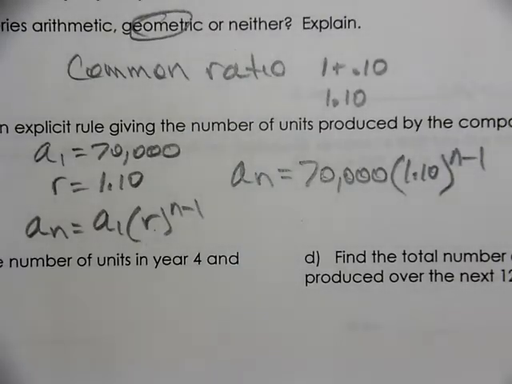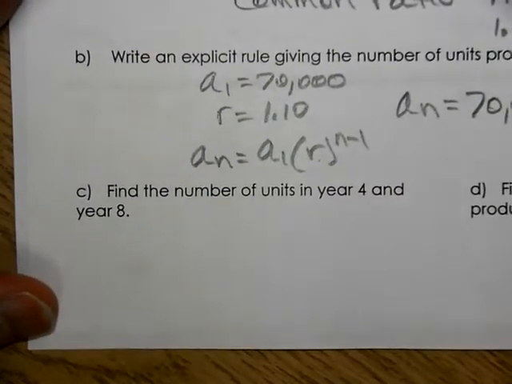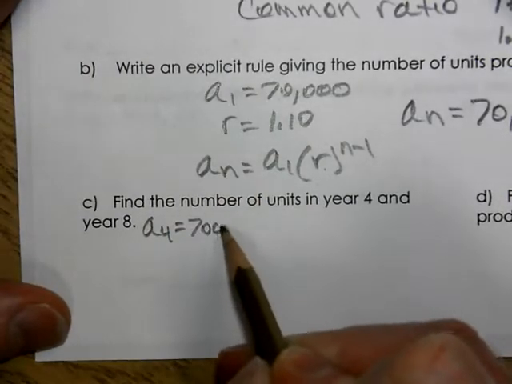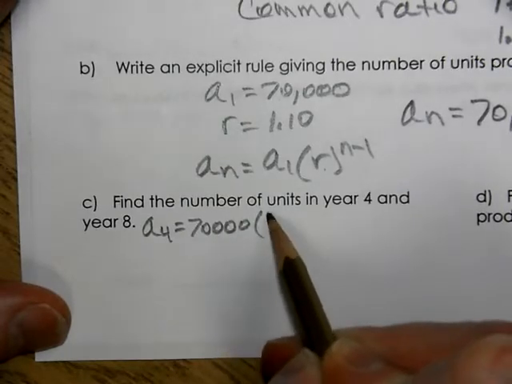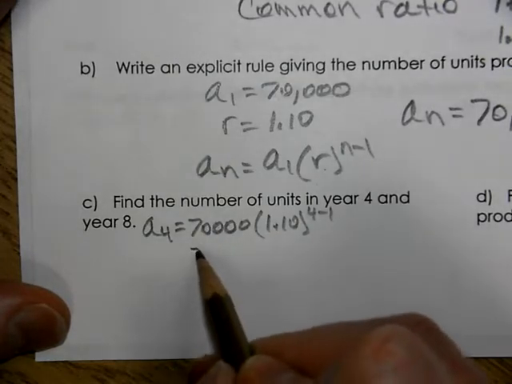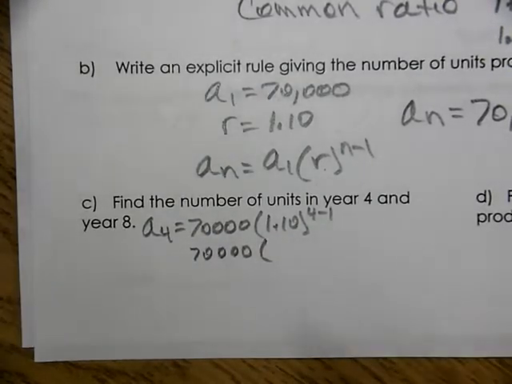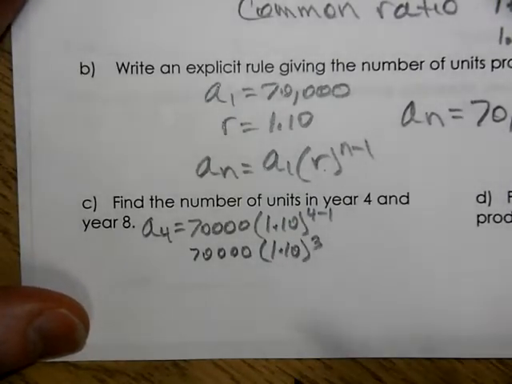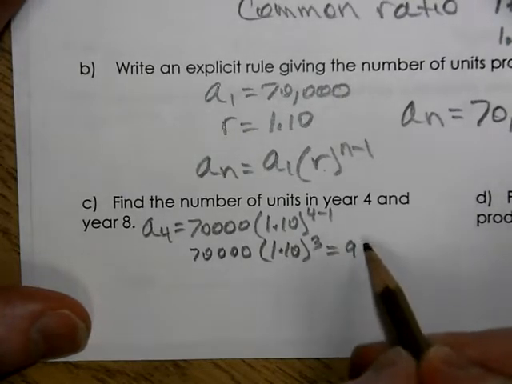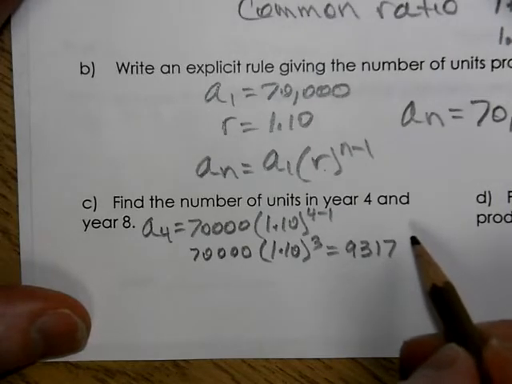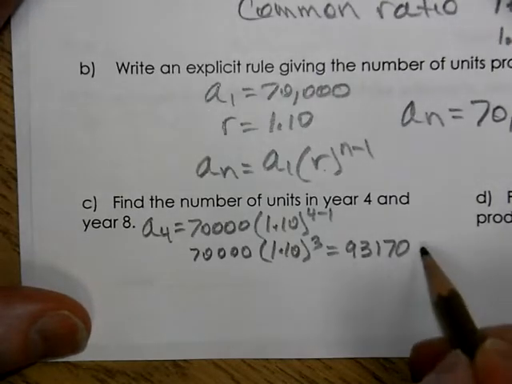To find the number of units in year number 4, we're doing A of 4. That's going to be 70,000 times 1.10 to the 4 minus 1, so 70,000 times 1.10 to the third power, which is 93,170, and these are units.